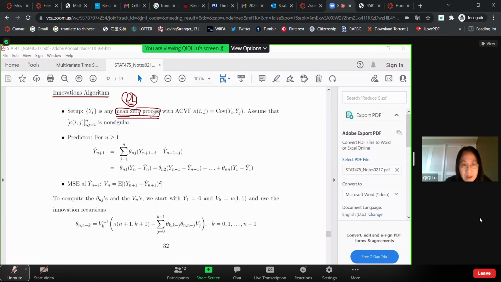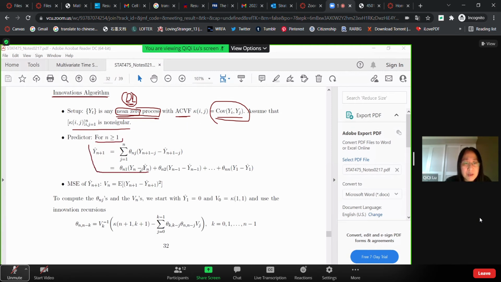So this is any process which needs zero mean, and then the ACF function, this time we call it kappa ij. That's the covariance between yi and yj, or yt and ys. So just the covariance function. And this covariance function must be non-singular, which means you can find the inverse of this variance covariance matrix.